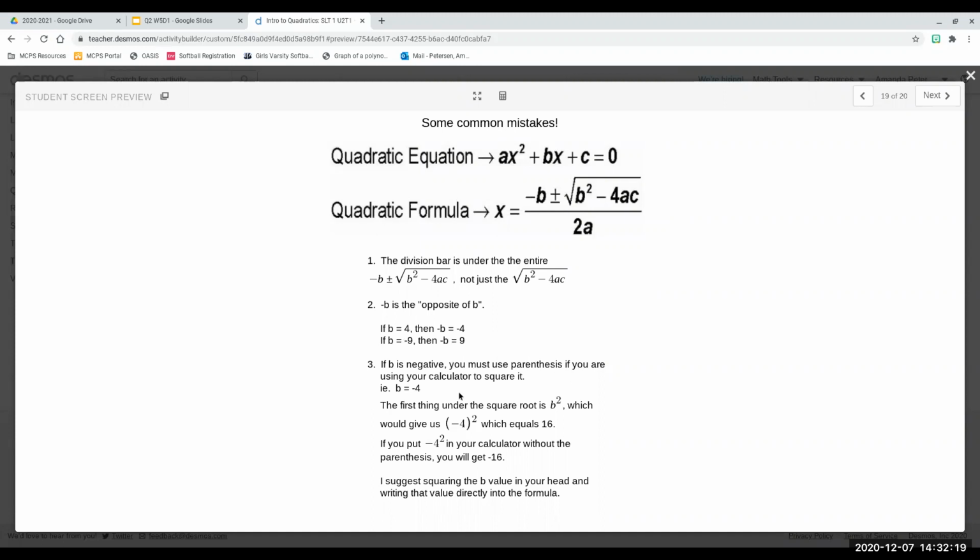And then make sure you use parentheses. If you just do negative 4 squared, like right here, you're going to get a negative 16 in the calculator. You have to make sure you put parentheses so it knows that it's squaring the negative 4 and not just the 4 and adding the negative. Go ahead and try your calculator and you'll see that you'll get 1 answer with the positive, 1 with the negative.